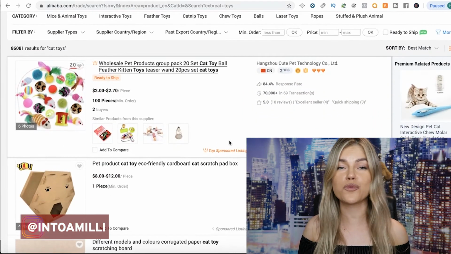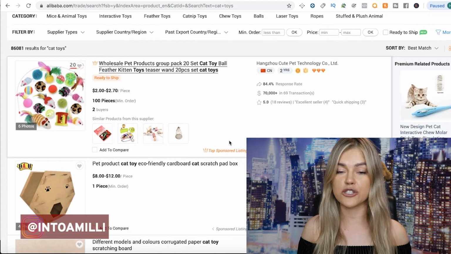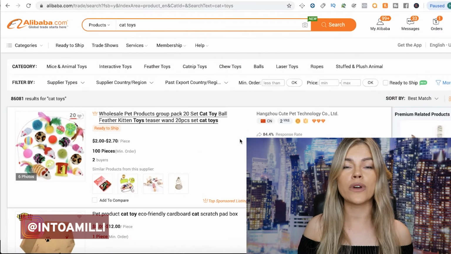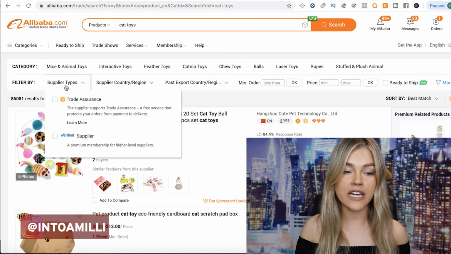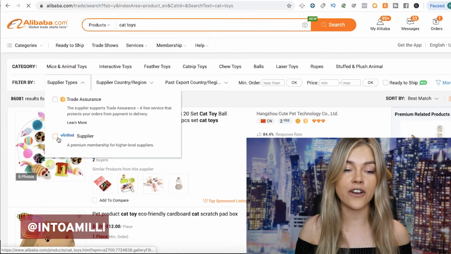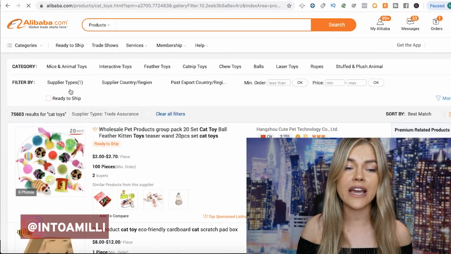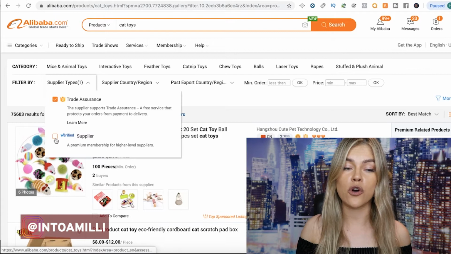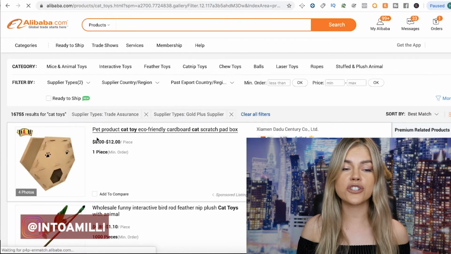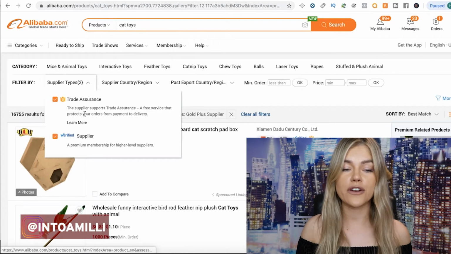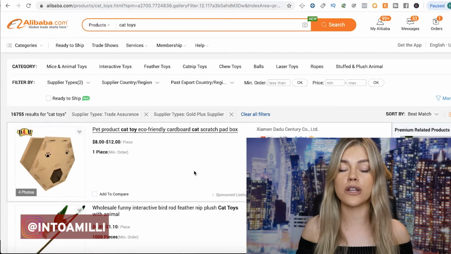Not that it matters, but I just want to give you a little overview of what to look for when you're contacting suppliers. When I type in the product, I go here to supplier types and I tick trade assurance and verified supplier. This will literally narrow down the best ones already, because trade assurance gives you protection when you pay, and verified suppliers just have more credibility within Alibaba.